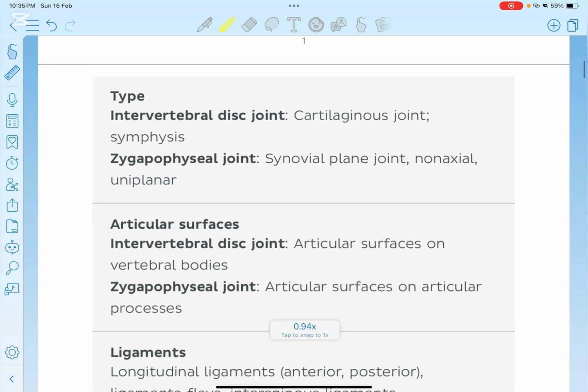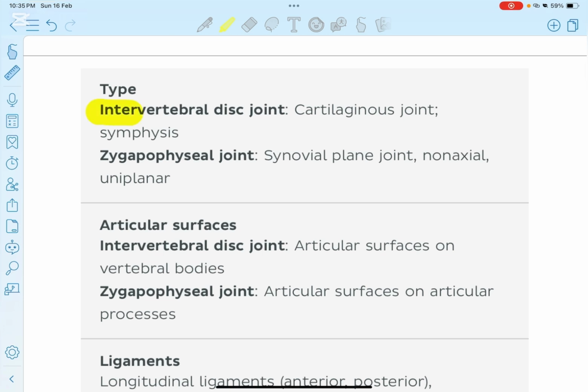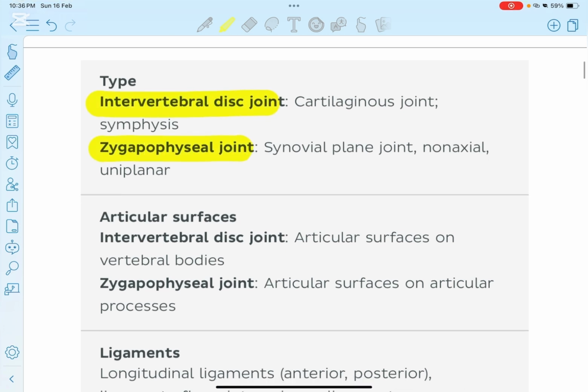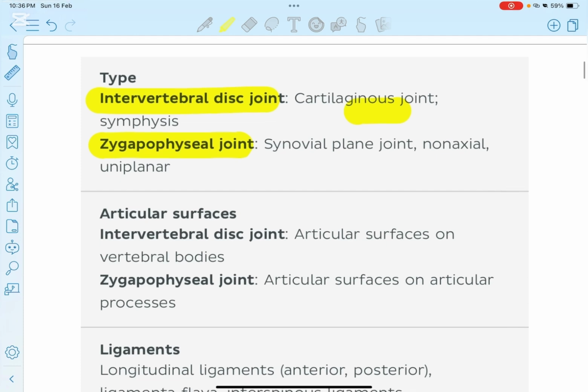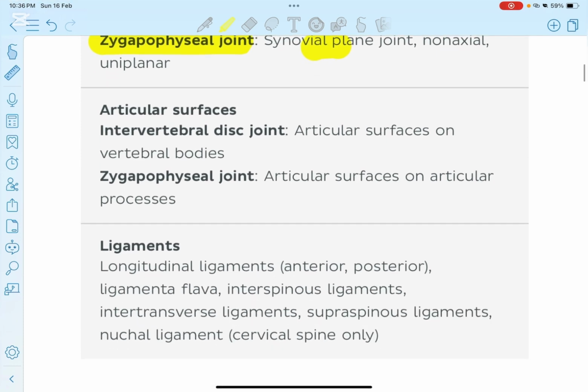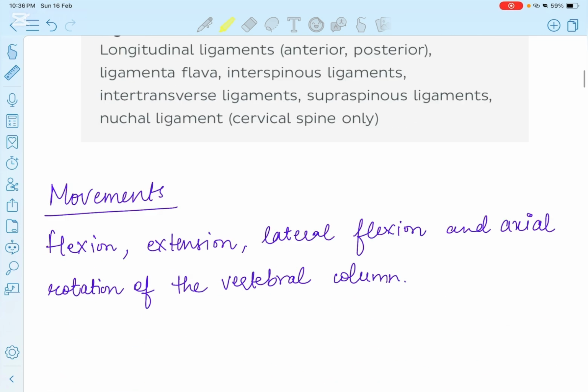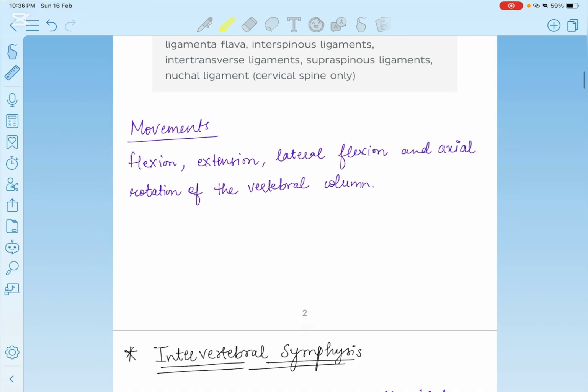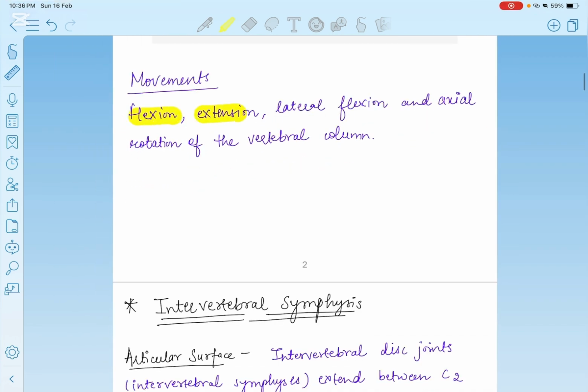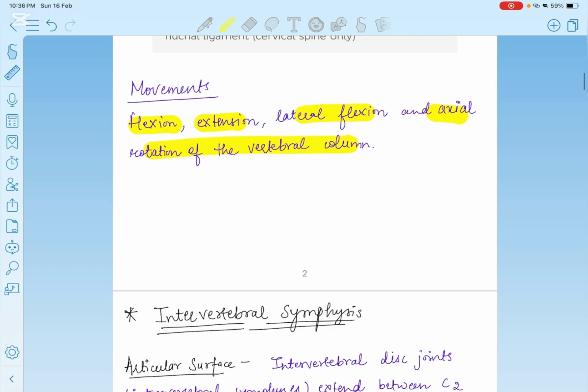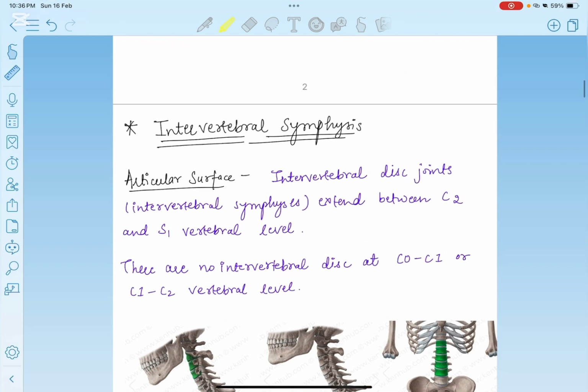Next, moving on, as I said there are two types: the intervertebral disc joint and the zygapophyseal joint. The intervertebral disc joint is cartilaginous, whereas the zygapophyseal joint is the synovial type. Regarding the articular surfaces, for the intervertebral joint they are on the vertebral bodies, but in the case of the zygapophyseal joint, the articular surfaces are on the articular processes. Ligaments we will talk about later. As for movements, these types of joints perform flexion, extension, lateral flexion or axial rotation of the vertebral column. Now we will talk separately about both joints.